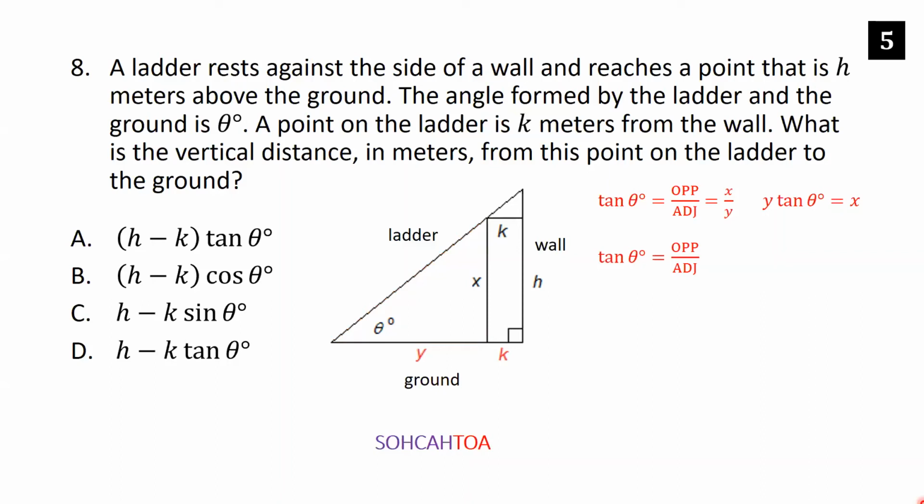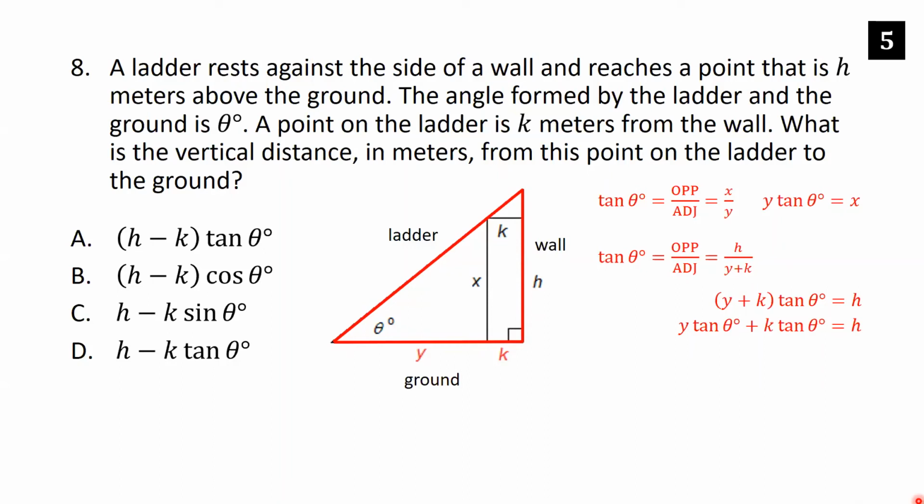Okay, and now we're going to do the same thing, but this time looking at the big triangle, right? So in this case, tan theta is opposite over adjacent, which is h over y plus k, right? The opposite is h, and the adjacent is y plus k. Multiplying by y plus k on each side of the equation gives us (y plus k) times tan theta is equal to h. All right, this is great.